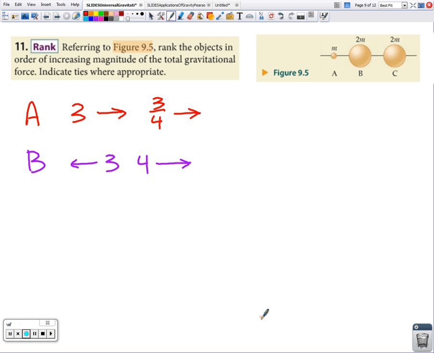I'll tell you. Wait, so are you saying A has the least amount? I'm not saying anything right now. I'm just writing stuff up on the board.